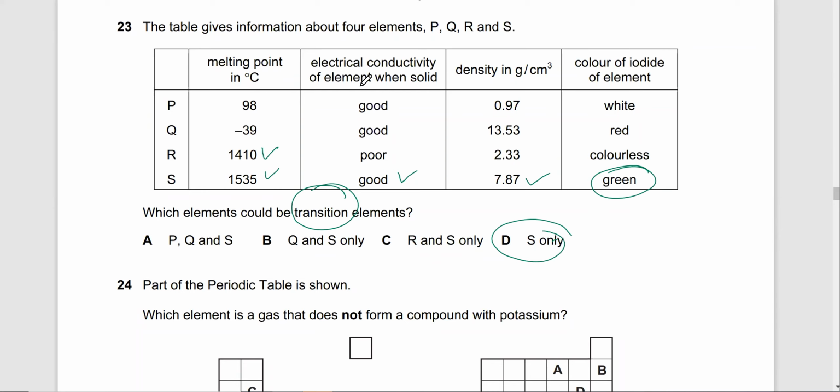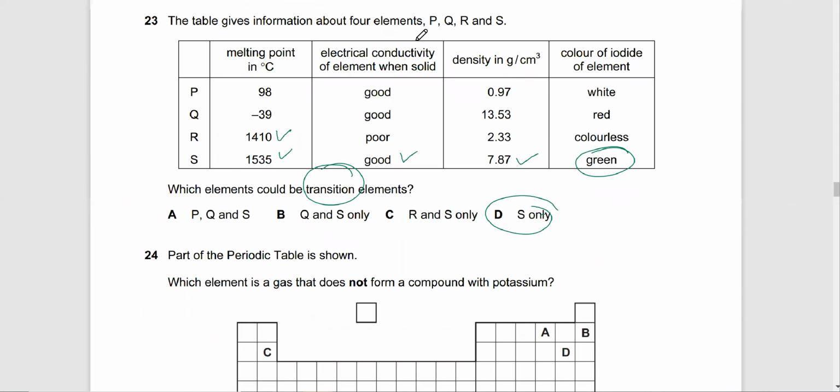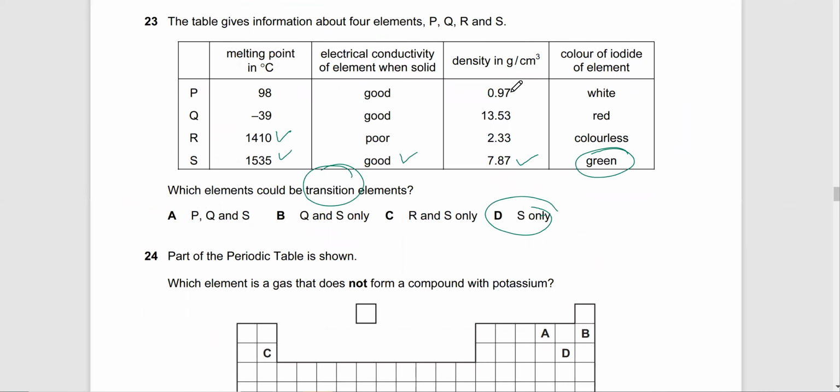ठीक है, Q का देख लेते हैं. And R is poor conductor, तो वो तो obviously उसकी वजह से निकल गया. ठीक है, इसका melting point बहुत low है. So only S is the only one. P is probably group 1. Okay, it has low density compared to water.